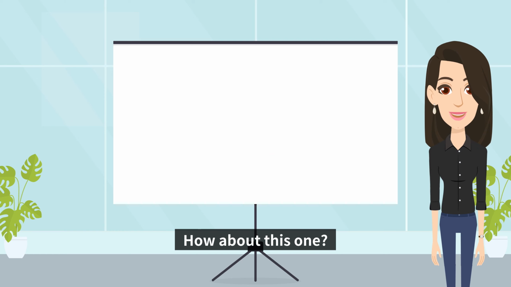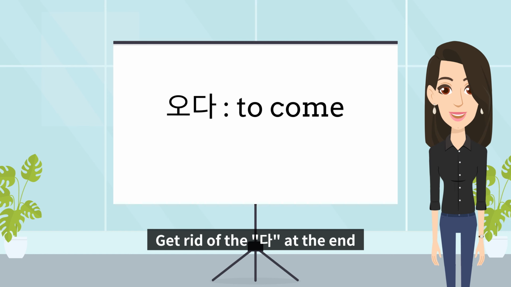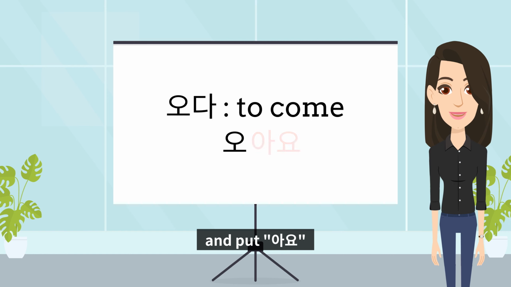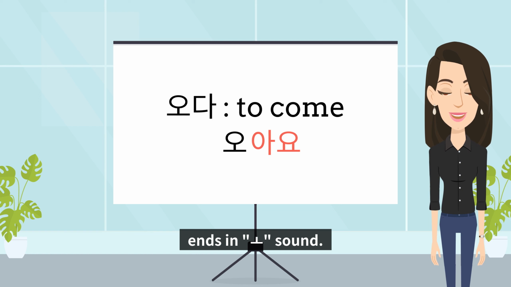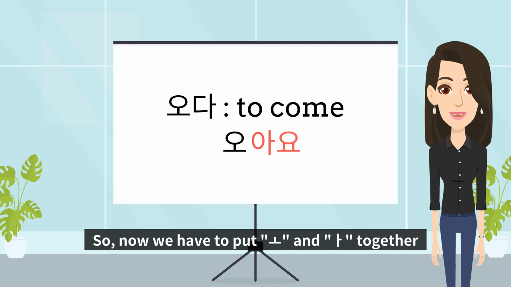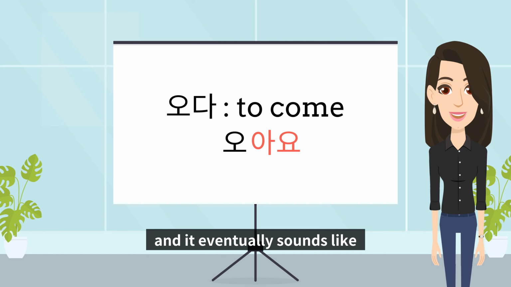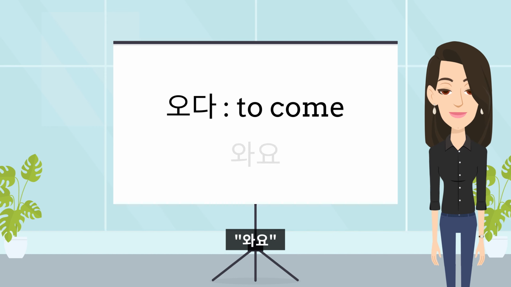How about this one? 오다. Get rid of the da at the end and put ayo since the verb stem's last vowel ends in o sound. So now we have to put o and a together, and it eventually sounds like 와요.